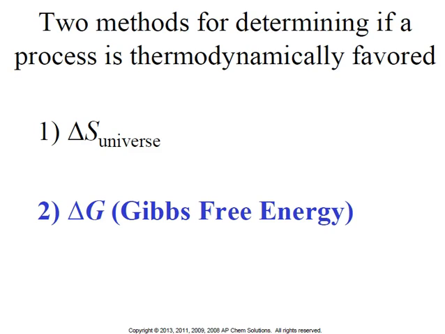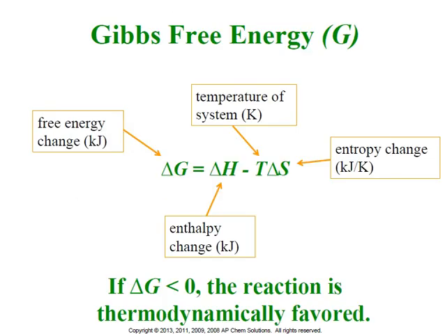So let's look at another way to determine if a process is favored or not, and that is the Gibbs free energy. This is the method we're going to use 99% of the time to determine if something is favorable. Gibbs free energy, delta G, is measured in kilojoules per mole. Okay, and again, on each of these, there should be a per mole. We can add those in.